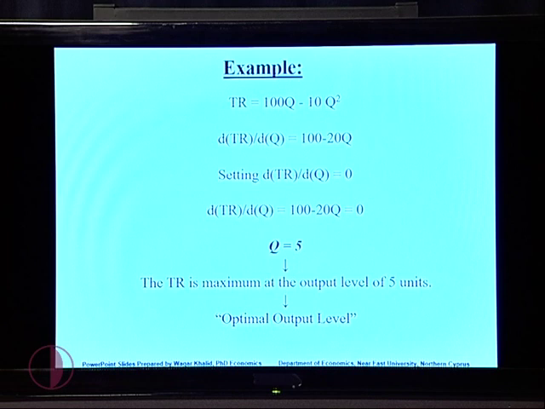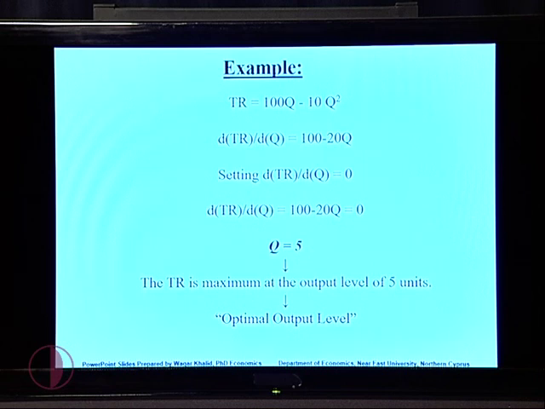Total revenue function is 100 Q minus 10 Q square. This is the total revenue function, where total revenue totally depends on the number of units that a firm produces. So total revenue equals 100 Q minus 10 Q square.